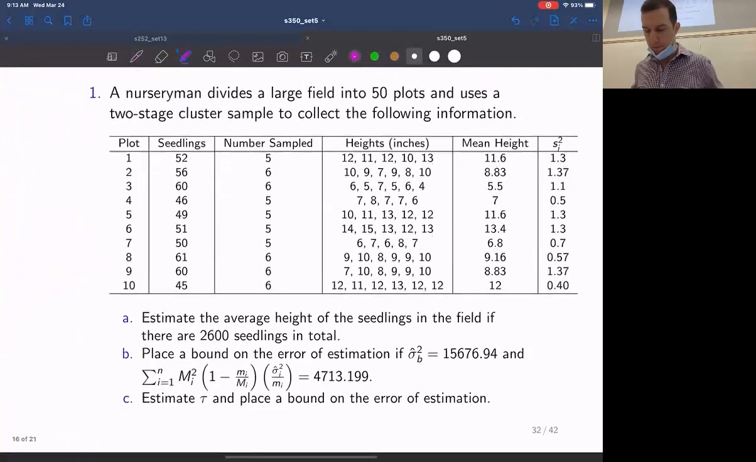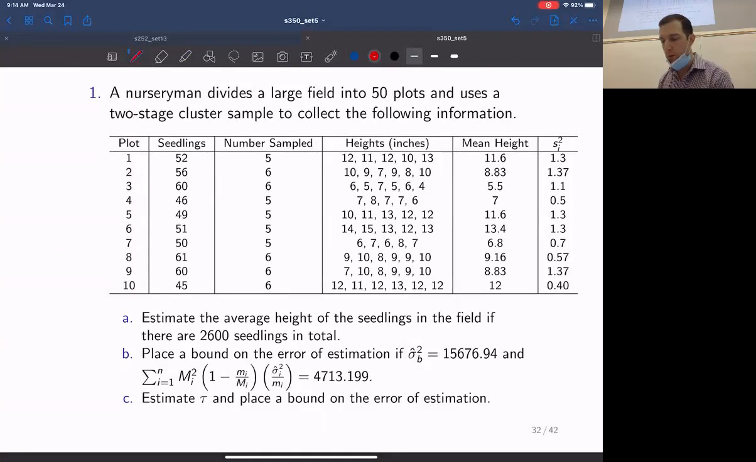Okay, so let's look at an example. We have a nurseryman who divides a large field into 50 plots and uses a two-stage cluster sample to collect the following information. Looking at this illustration, you can see that we have effectively six different pieces of information contributing to our problem. Now, the goals here are to estimate the average height of the seedlings in the field if there are 2,600 seedlings in total, place a bound on that error of estimation, and then estimate tau and place a bound on this. So we're directly applying the formula that we have seen on the previous slides.